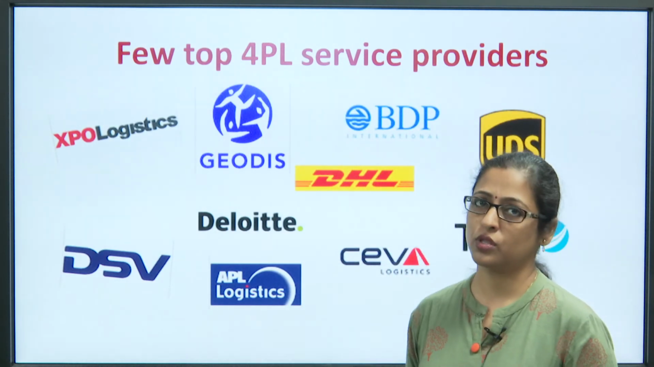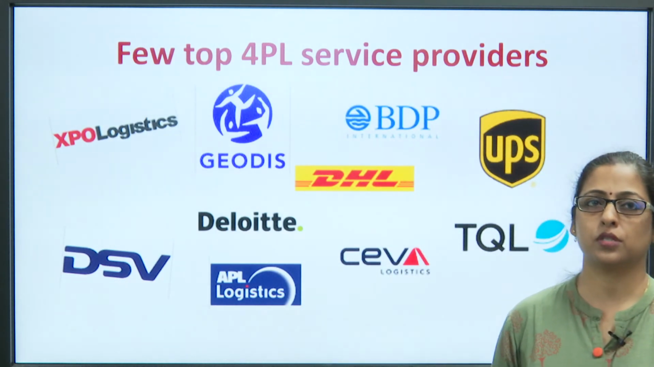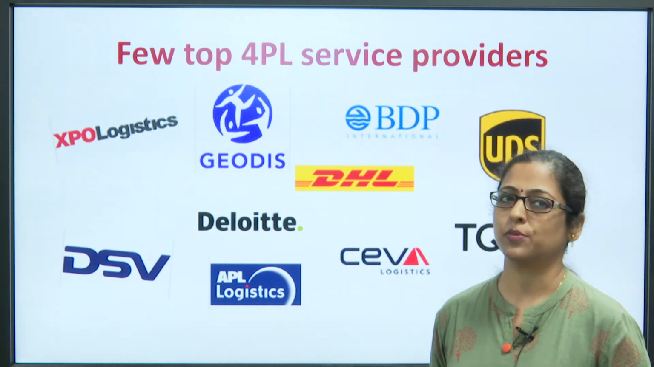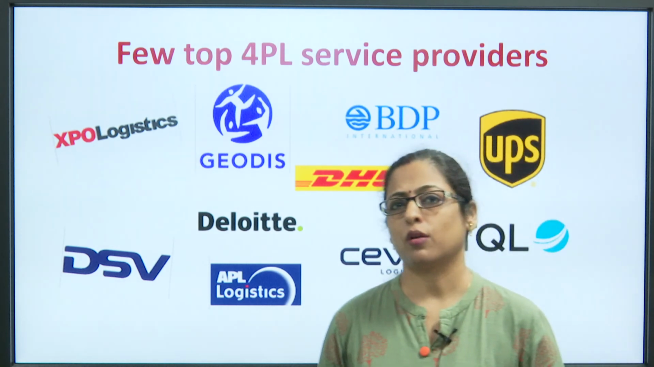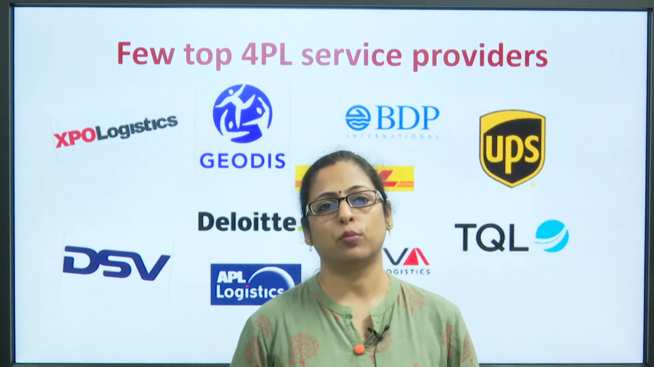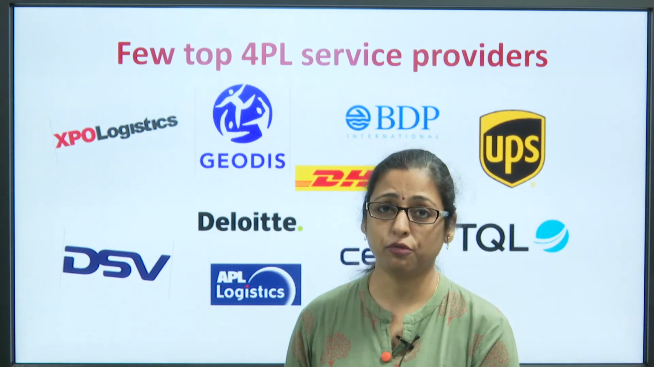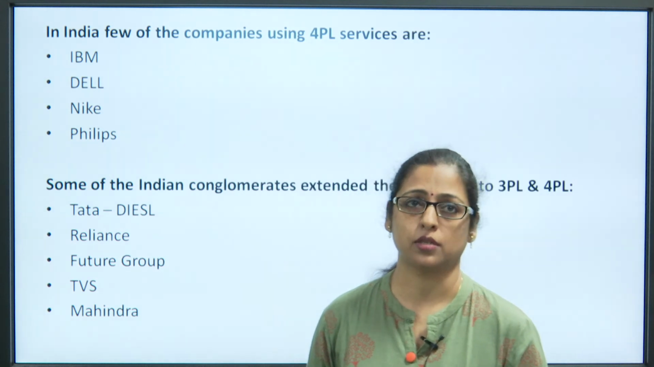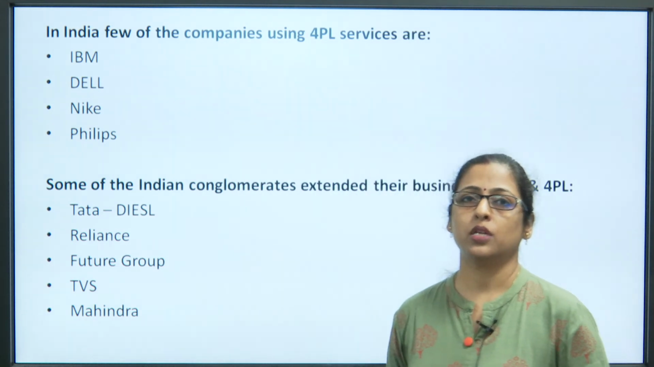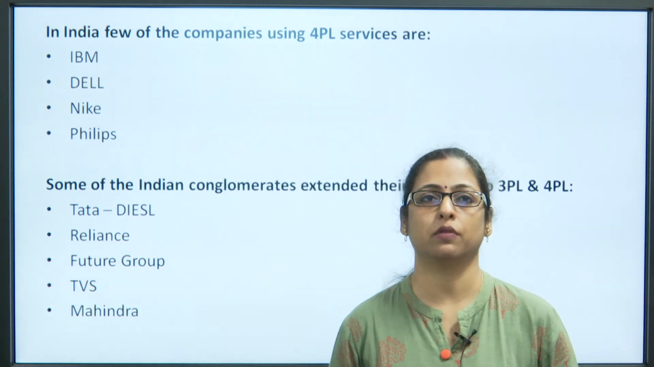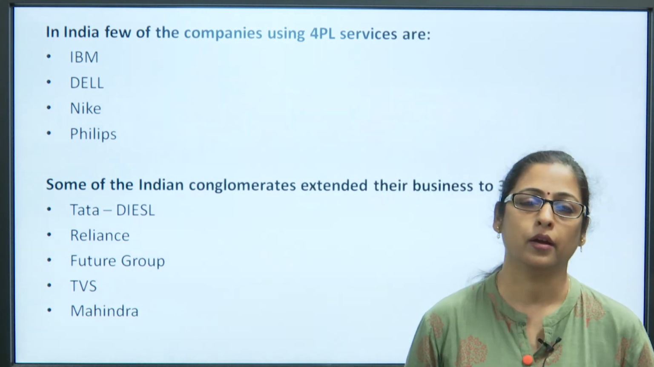These are the few top 4PL service providers, few of which are very common: DHL, UPS, XPO Logistics, DSV, APL Logistics, SEVA. These do come under the top 50 logistic providers globally. I mean top 4PL logistic services. Now, in India, a few of the companies who are very much using 4PL services are IBM, Dell, Nike and Philips.